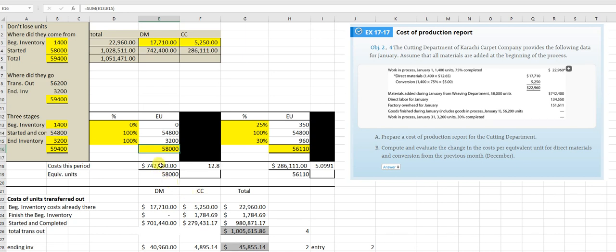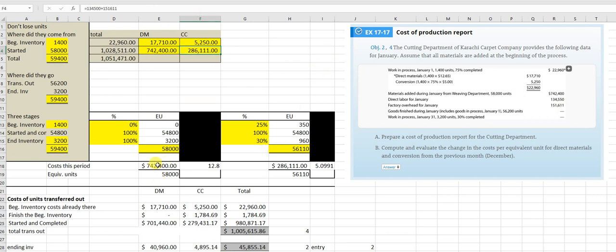Okay, so now I take this period cost. So this period cost, I added 742,400 right there. And my conversion costs are simply 134,550 plus 151,611. So my conversion costs are 286,111.